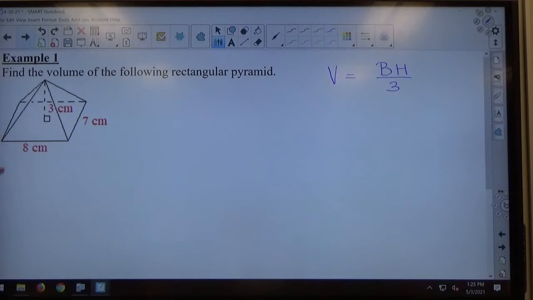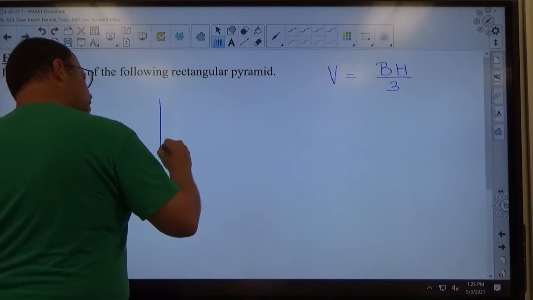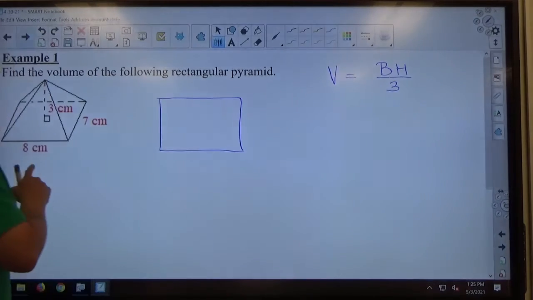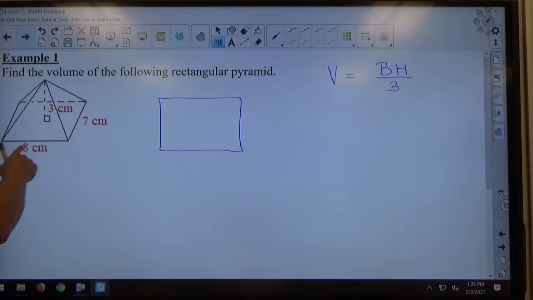Okay. In this case, we have a rectangular pyramid, so my first step is, I can see the three-dimensional picture in my book, but I'm going to write my two-dimensional base, which is a rectangle. The dimensions of the rectangle are 8 centimeters by 7 centimeters.